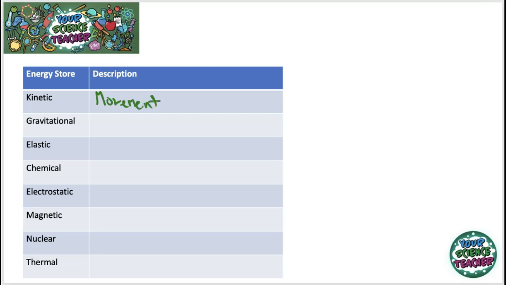And after kinetic energy, we have gravitational energy, and gravitational energy is the energy gained due to something's position above the ground. Gravitational energy can be gained by lifting an object up. So it's basically the height above the ground. The higher you are, the more gravitational energy you will have.